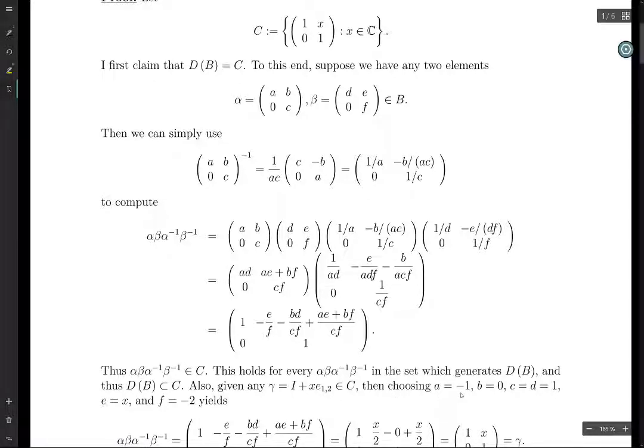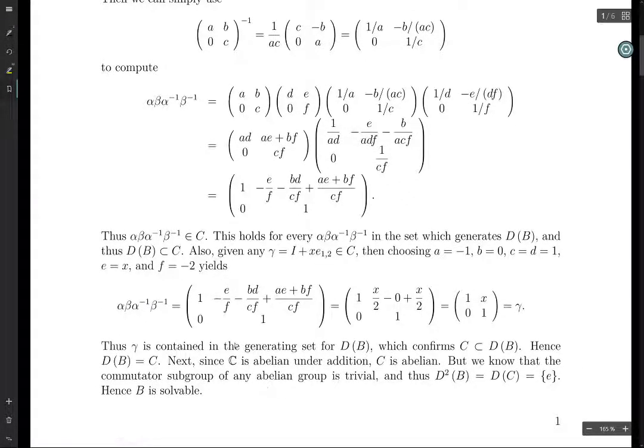So now we do the same thing up here. We let A be minus 1, B 0, and C and D are both 1, and then E is x, and F is negative 2. I just did some fiddling with the coefficients to see what would work here to give us this form. Basically what we want is this part of this formula up here for alpha, beta, alpha inverse, beta inverse to be equal to x. And setting these constants gives you precisely this. So this is equal to this.